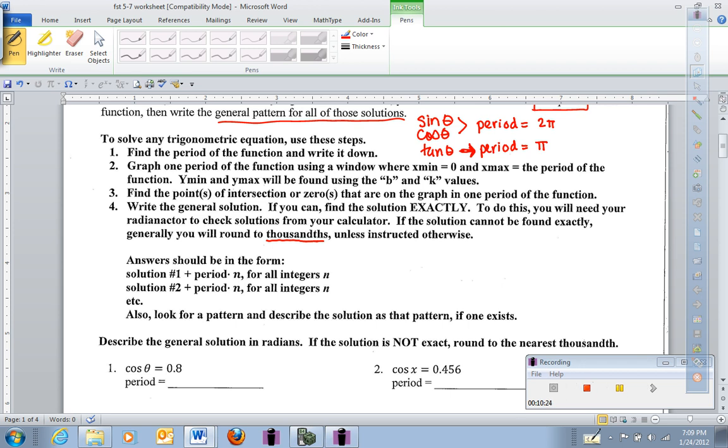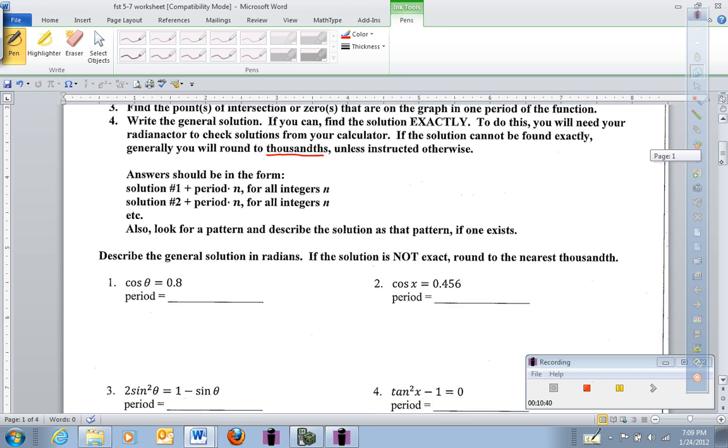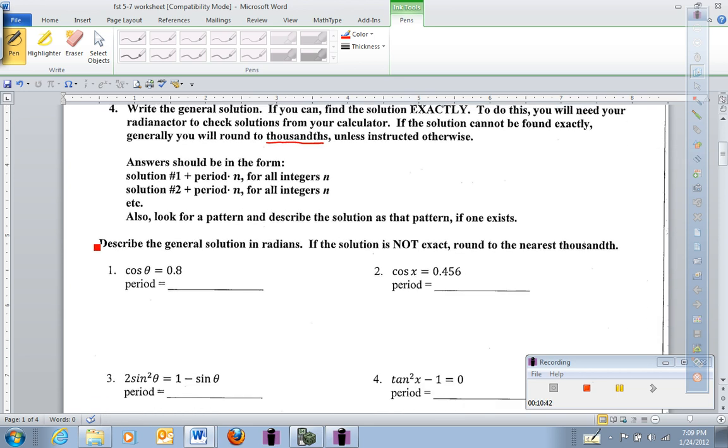We also could look for a pattern and describe the solution as that pattern if one exists. And I will show you some that I can help you with that will have a pattern. Okay, so here are the directions. It says we are going to describe the general solution in radians. If the solution is not exact, we're going to round to the nearest thousandth.